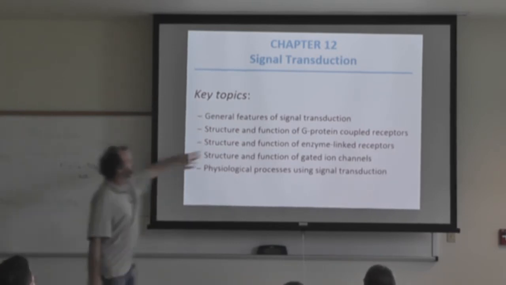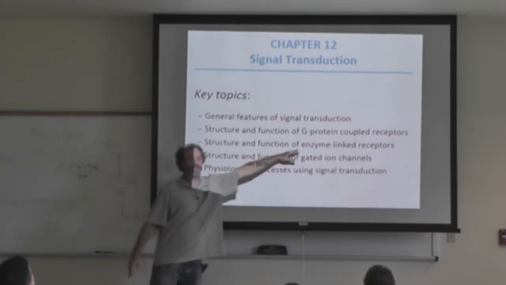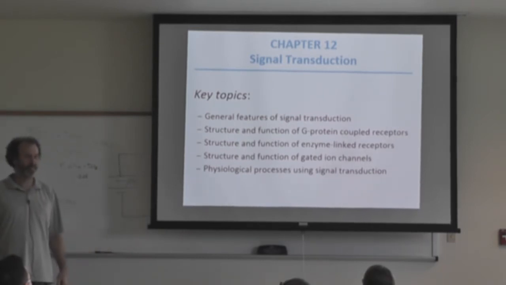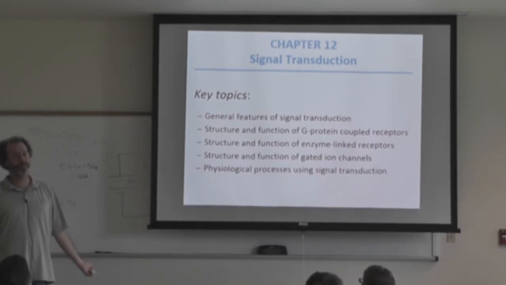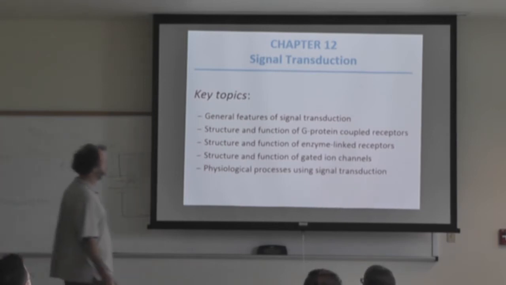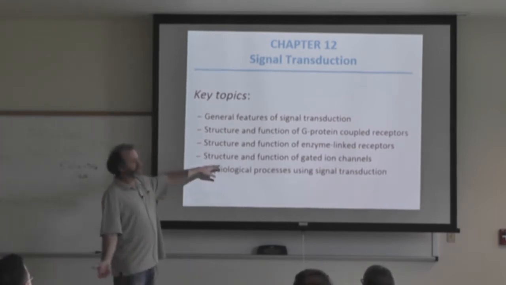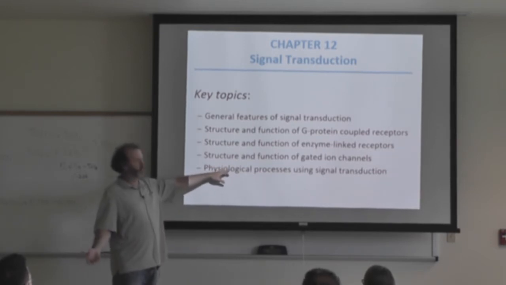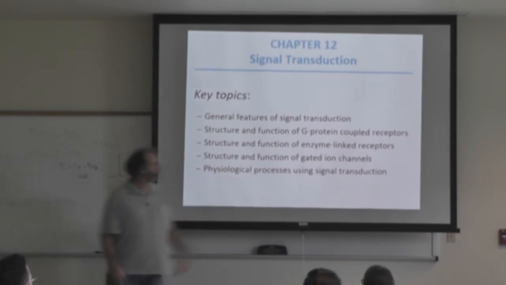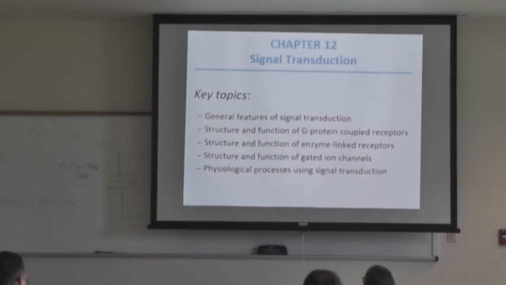Then the structure and function of enzyme link receptors. You got any examples of these enzyme link receptors? I don't know if CAM is. I think it is, you're right. The tyrosine kinases. Receptor tyrosine kinases, such as the insulin receptor or the FGF receptor. Gated ion channels, we were just discussing some gated ion channels. You have voltage gated ion channels or ligand gated ion channels. And then physiological processes using signal transduction, we'll look at some of those too.